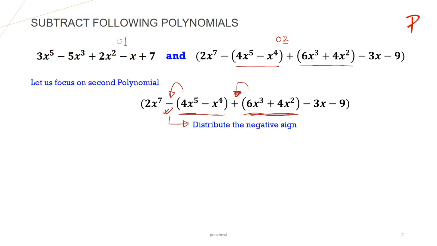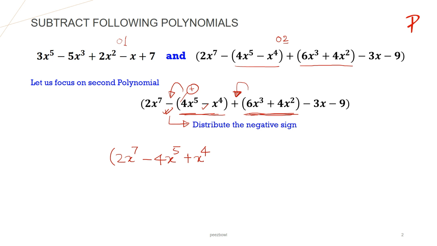I will start with 2x^7 in a bracket and this minus sign. So within the bracket, the sign of each term will change when we distribute the negative sign. So before 4, there is a plus sign. This will become a minus sign. So minus 4x^5. And this minus will become plus x^4. And this is how we distribute the negative sign.